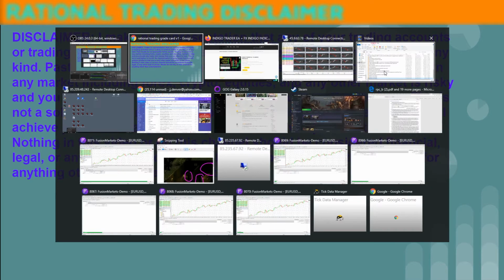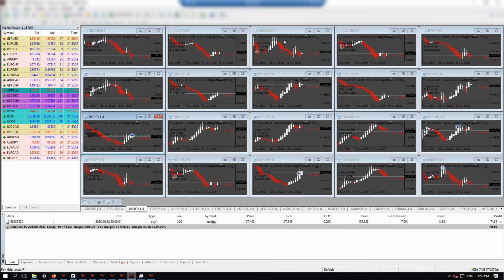Okay, so let's look at the Indigo EA. I was able to borrow a copy from a friend and run it for a little while. I ran it on the H4, and I also ran it on a lower time frame, and we'll get into that. This is what it looks like when it's running.